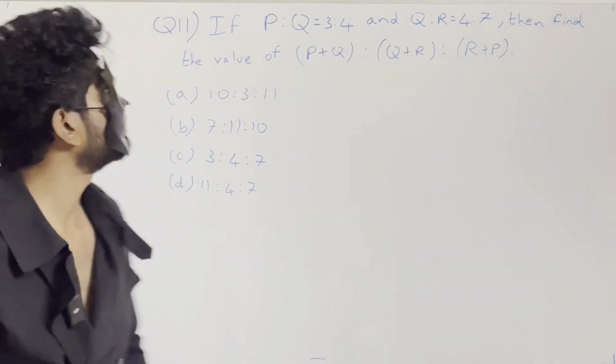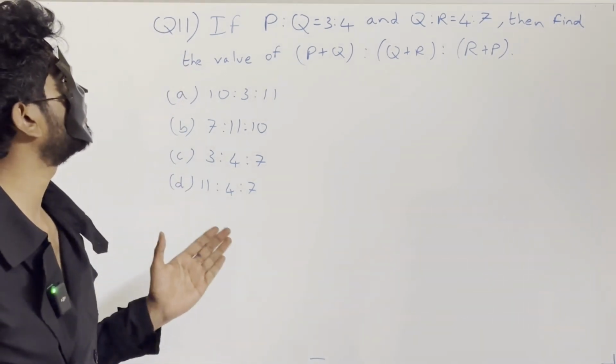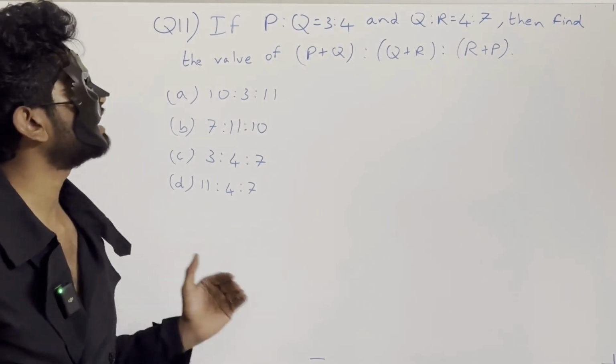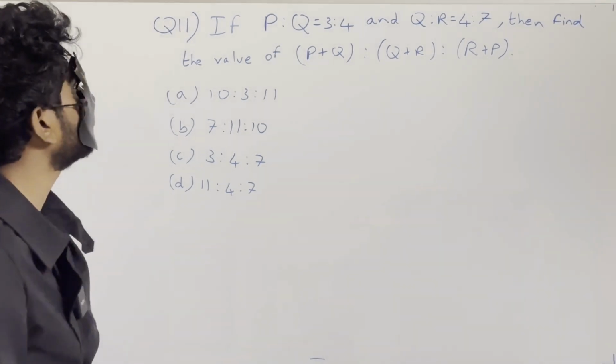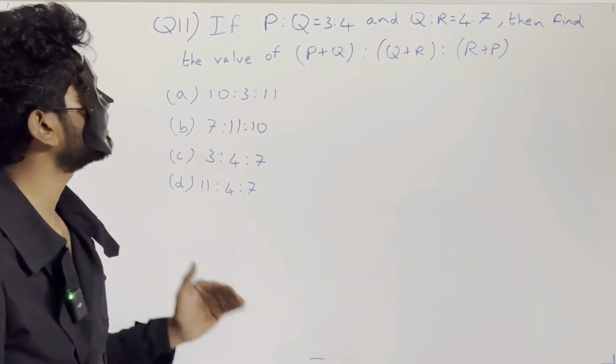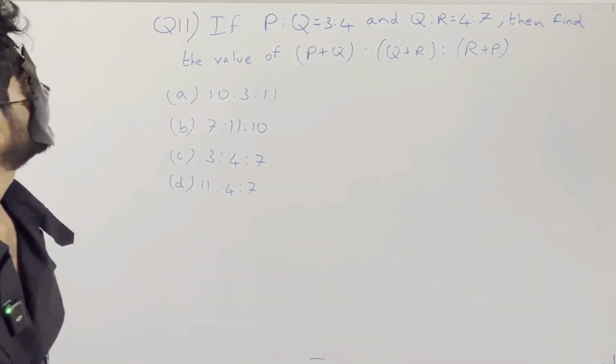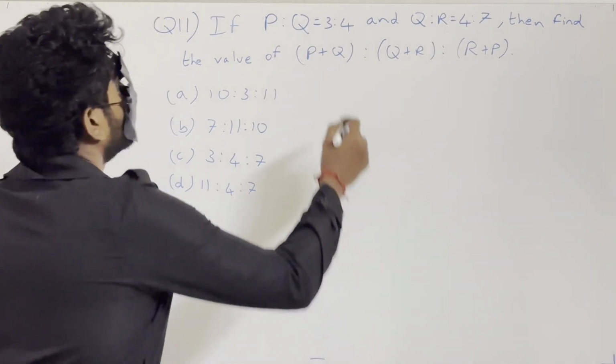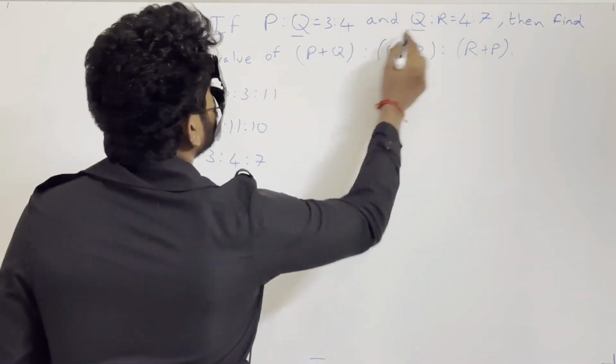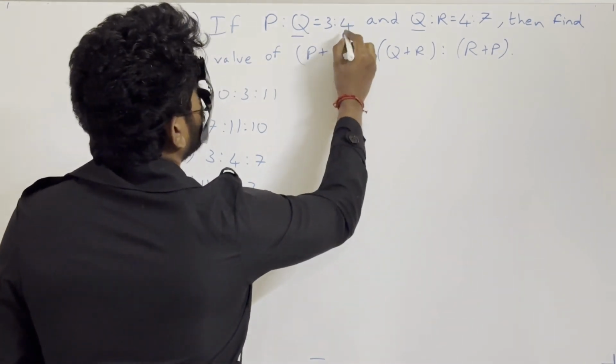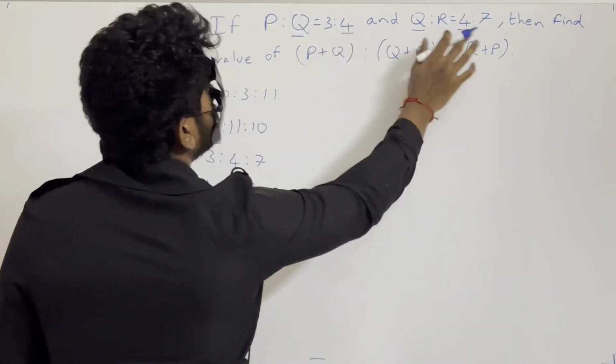So superhumans, next question is, if P is to Q is equal to 3 is to 4 and Q is to R is equal to 4 is to 7, then find the value of P plus Q is to Q plus R is to R plus P. So here you can see that Q is common, right? In these two ratios Q is common, and here also 4 is same, right?